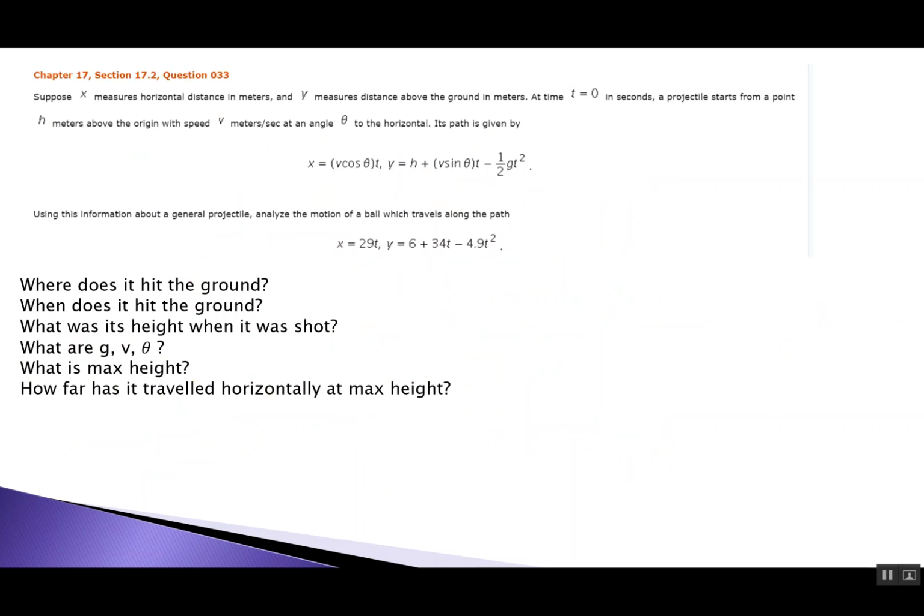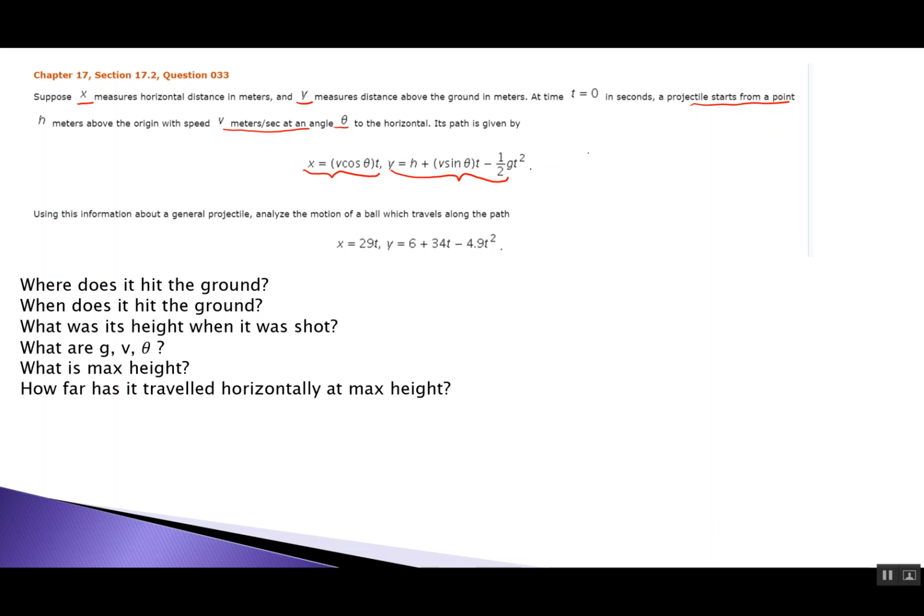All right, let's see. Suppose we've got a vector that measures horizontal distance. Y measures my distance above the ground. So this is just a 2-variable function. At time equals 0 in seconds, a projectile starts from a point h meters above the origin with speed v meters per second at angle theta to the horizontal, and we have a path. Here's the x value of the path. Here's the y value of the path. Maybe like a basketball, huh? Let's take a look at that later on and see.